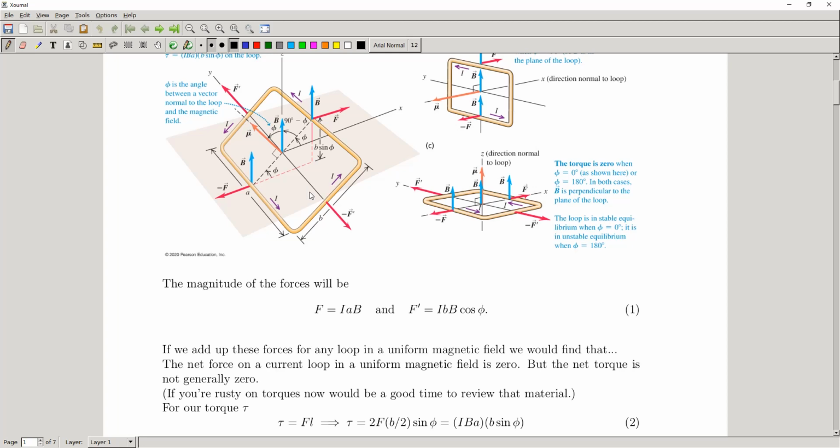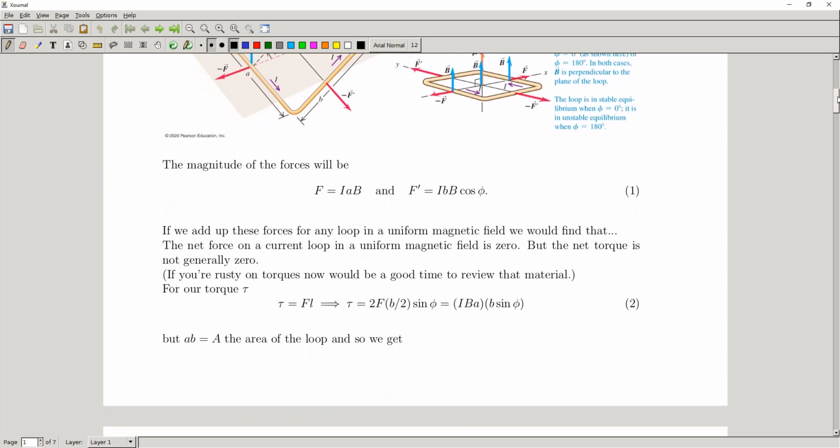If we added up all of these forces for any sort of loop in a uniform magnetic field, we would find that, as we said before, the net force on the current loop in this magnetic field is 0, but the torque is not going to be 0. If we're rusty on what torques are or how to work with torques, this would be a good time to go back and review them. But I'm just going to jump right into it here.